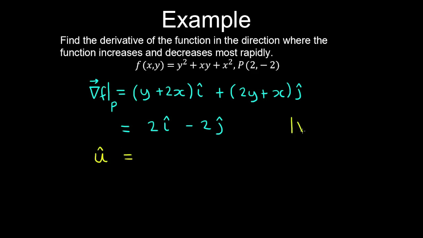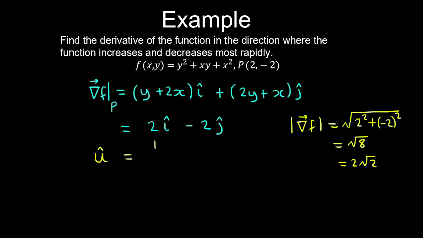So the gradient vector has a magnitude of the square root of 2 squared plus negative 2 squared, which is root 8, or 2 root 2. So we have 2 on 2 root 2 is 1 on root 2 in the I direction, and minus 2 on 2 root 2 gives minus 1 on root 2 in the j direction.